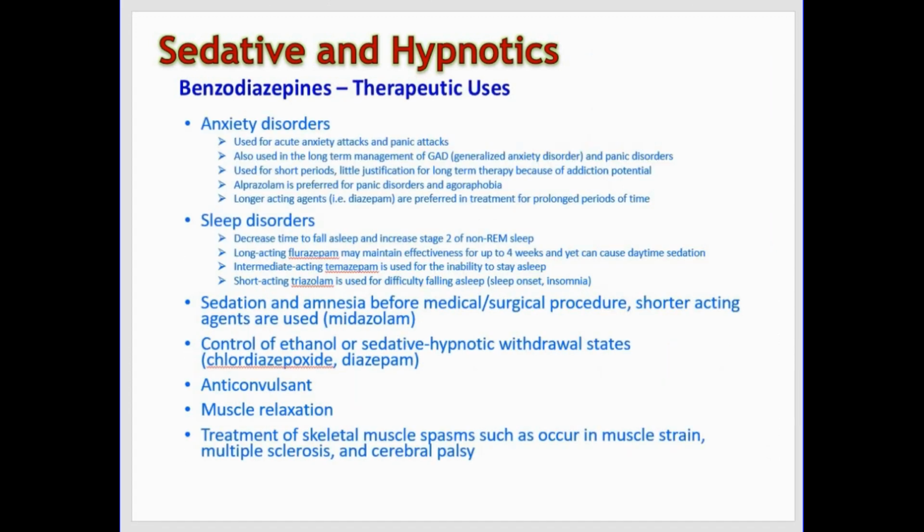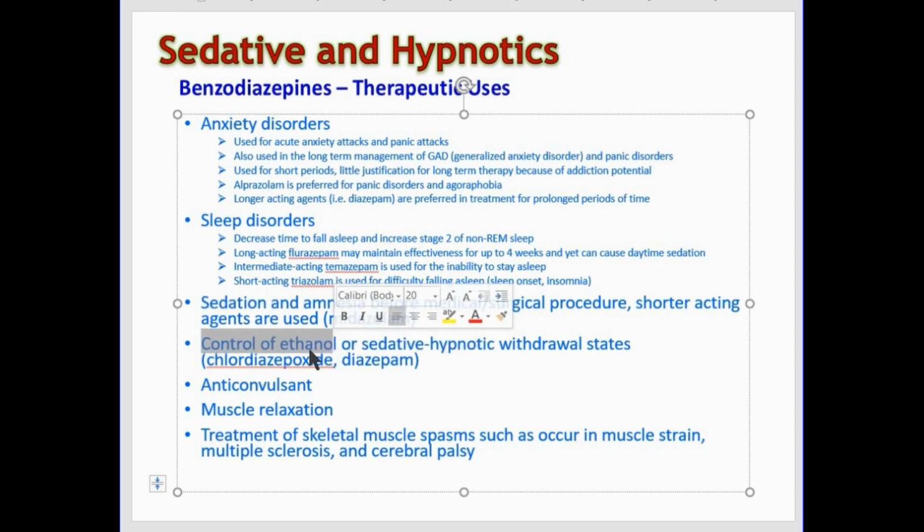Okay, then the therapeutic uses. Make sure that you understand all these things. It's critical. Benzodiazepines can be used for anxiety disorders, sleep disorders, sedation and amnesia, control of sedative-hypnotic and ethanol withdrawal, which we'll see in the next few chapters, as an anticonvulsant, muscle relaxant, and treatment of muscle spasm. Let's focus on three of these, which are very critical.